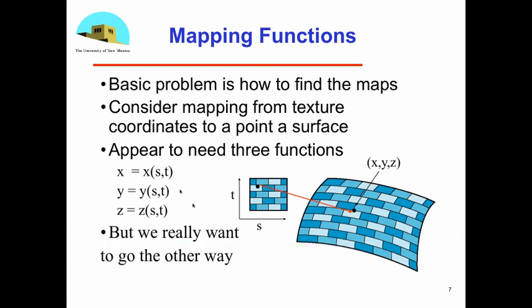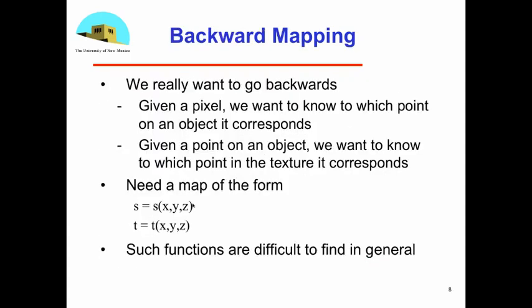Unfortunately, we want to go in the other direction, and we start in the fragment shader, and we want to go backwards to find out what the appropriate texture value is. So given a texel or a fragment, which point on the object does it correspond to, and then from each point on the object, we want to know what texture point it corresponds to. So he's sort of implying that there are two maps, a map from screen space back to XYZ object space, and a map from object space back to texture space.